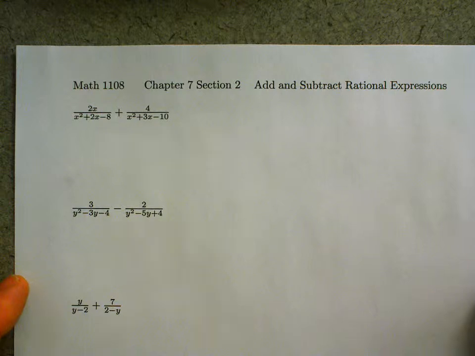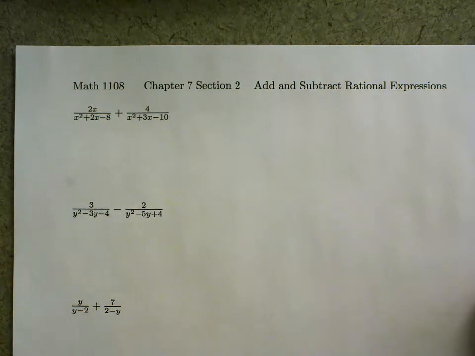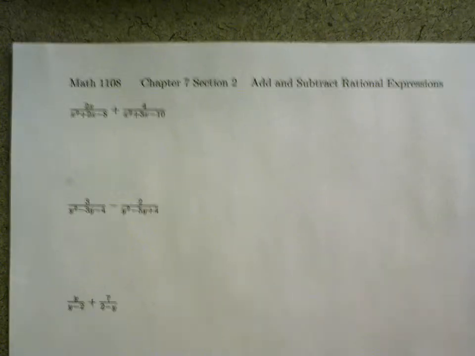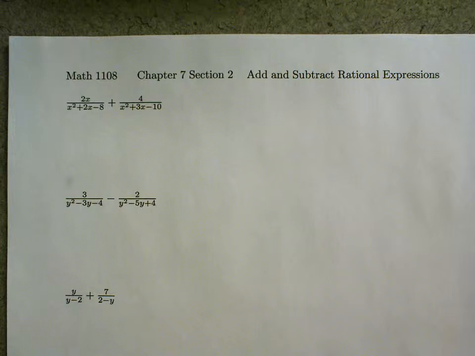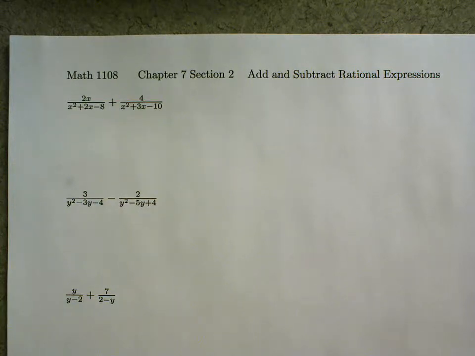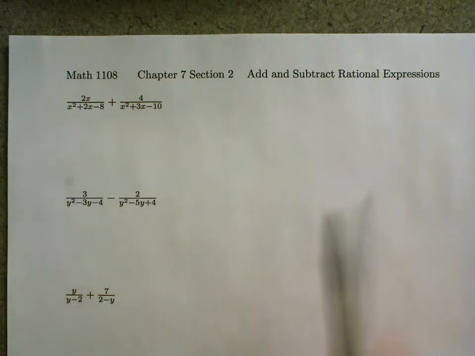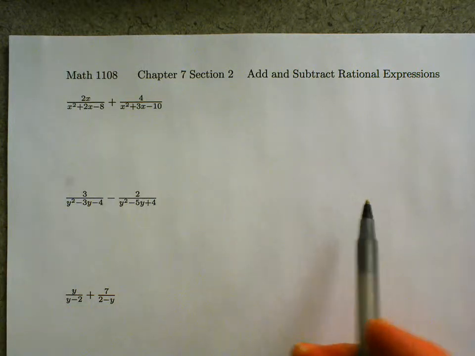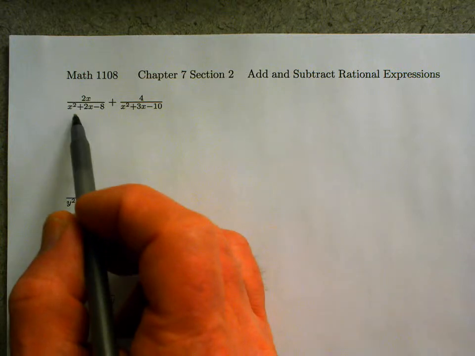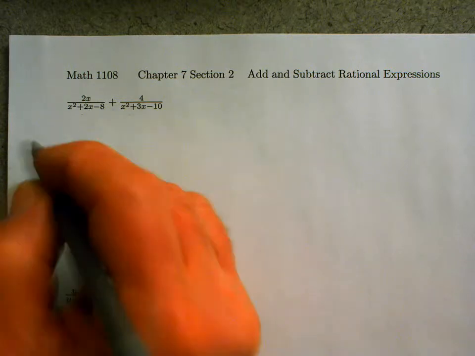And now we have something even more complicated, but we're going to use the same idea. So 2x over x squared plus 2x minus 8 plus 4 over x squared plus 3x minus 10. Now, we can't add these until we have a common denominator. So we need to know the factors of the denominators.